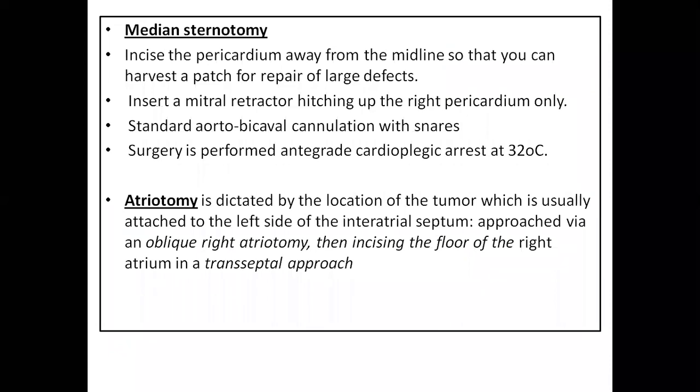The approach is median sternotomy, opening the pericardium away from the midline, so as to have spare pericardium if you want to harvest a patch for repair of a large defect. Insert a mitral retractor, hitching up the right pericardium only. Aorto-bicaval cannulation with snaring to prevent any leak. Surgery is performed with antegrade cardioplegic arrest at 32 degrees centigrade.